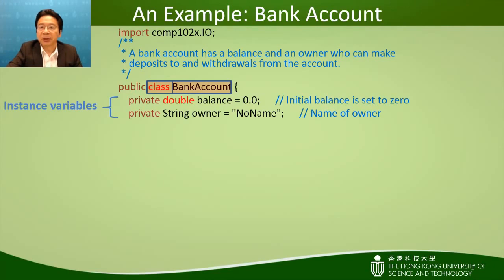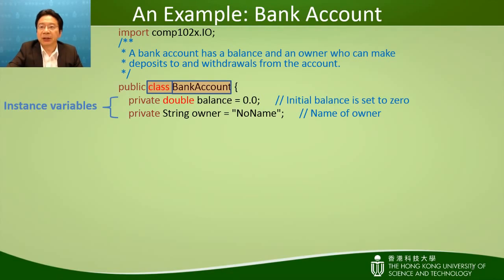Balance is a variable of double type for storing the current balance of a bank account, which is initialized to 0. The second instance variable is owner, which is of string type and is given an initial value of "no name". Notice that "no name" is enclosed in a pair of double quotes to denote that it is a character string. You will see a lot of character strings in the coming lectures, and I'll discuss the details of character strings in week 7. Notice also that both declarations begin with the access modifier private.